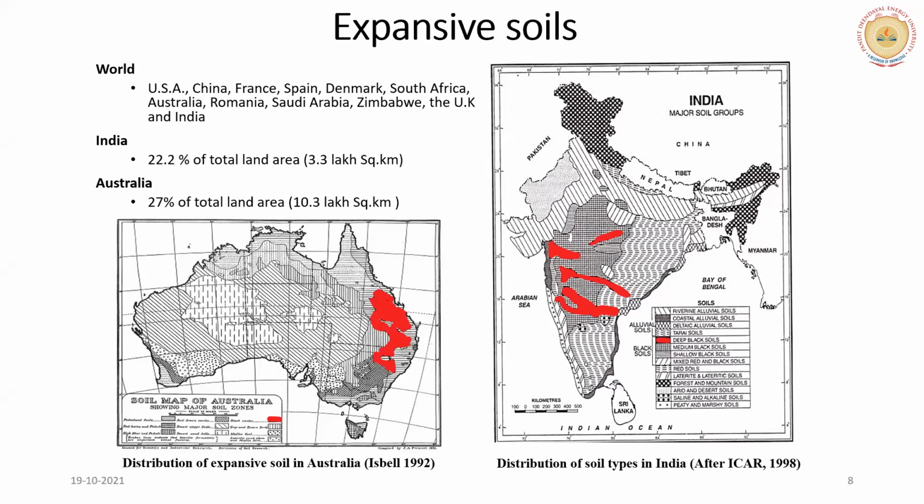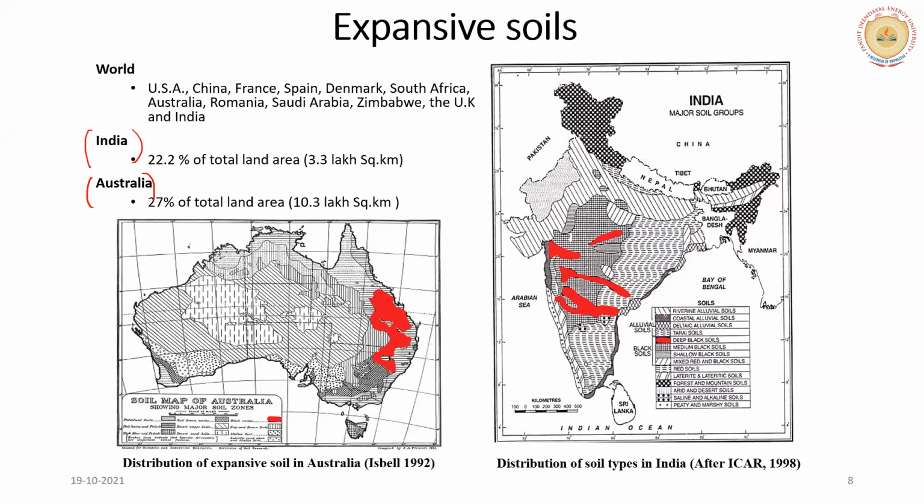Typically, these failures occur in regions which have problematic soil. One of the problematic soils existing in our country is the expansive soils, right? My research work was basically for India and Australia both.